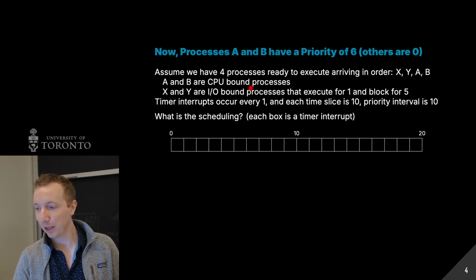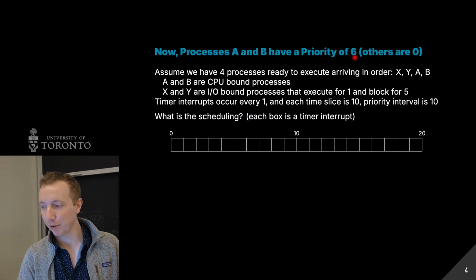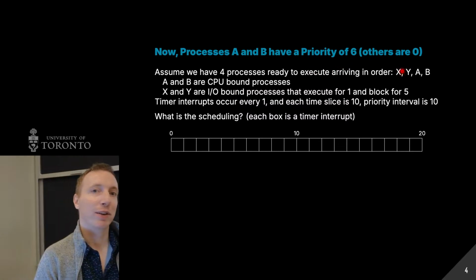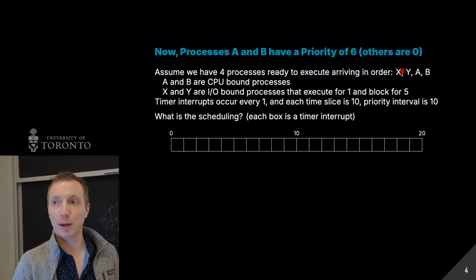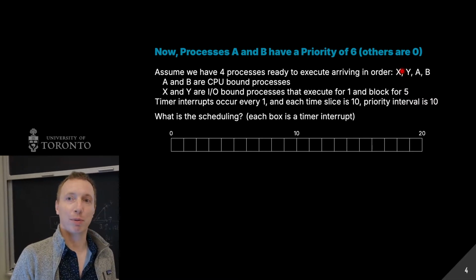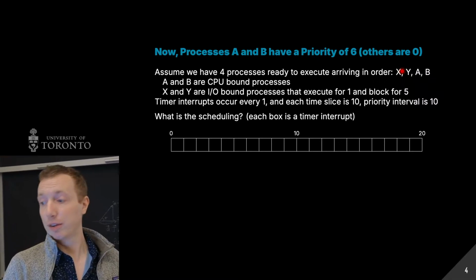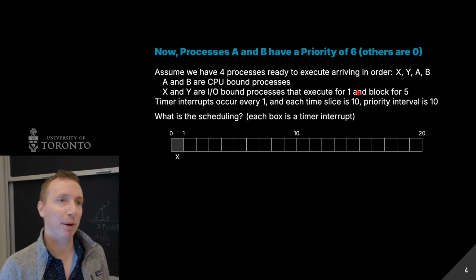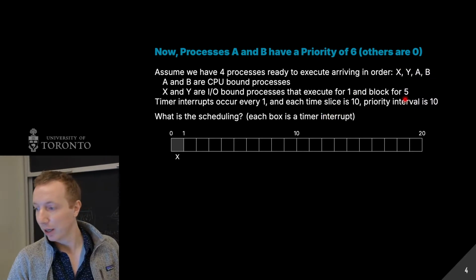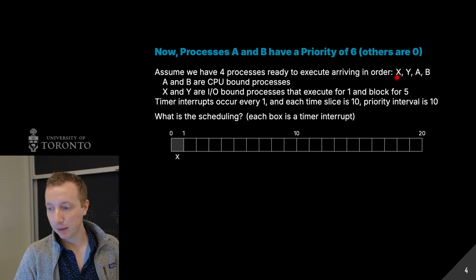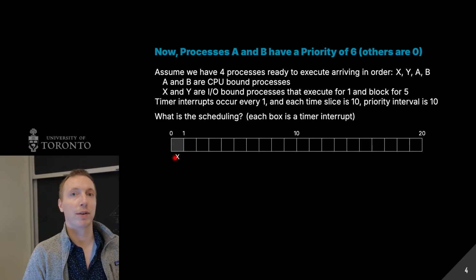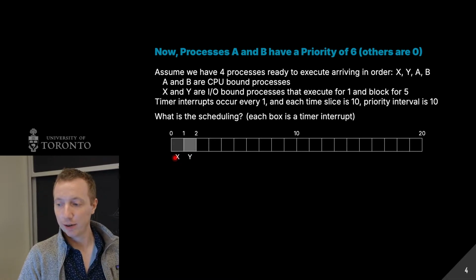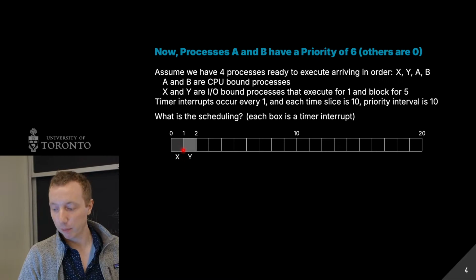So what's the priority of A? 6. What's the priority of Y? 0. And lower number means higher priority, right? So we'd prefer to run X or Y over A, but we'd also prefer to run X above them all, right? Because it arrived first. X and Y have the same priority. X came first, so we would schedule X first. Everyone okay with that?